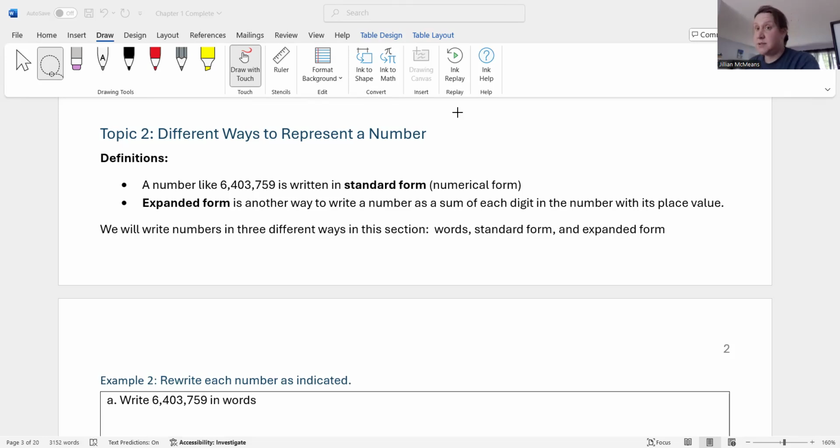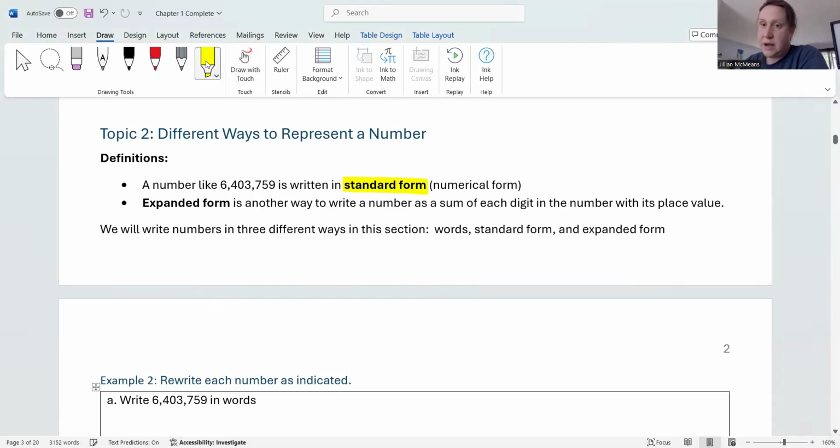Now, the third format is a little bit new, and the definition may not totally make sense, which sometimes happens. Sometimes the definition on its own makes you think, what? But when you see it in practice, it's not so bad. Expanded form is another way to write a number as a sum of each digit in the number with its place value attached. So we have standard form, which is writing it out typically how we see it, and then we have expanded form, and then, of course, the written form, which doesn't necessarily need a definition.